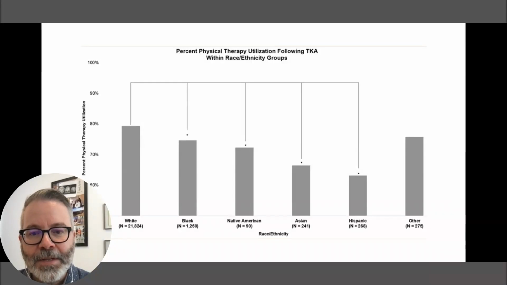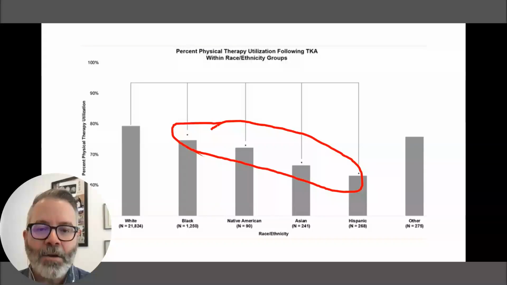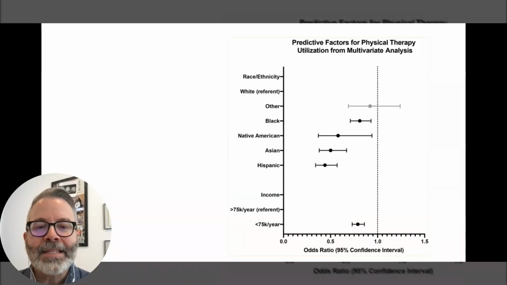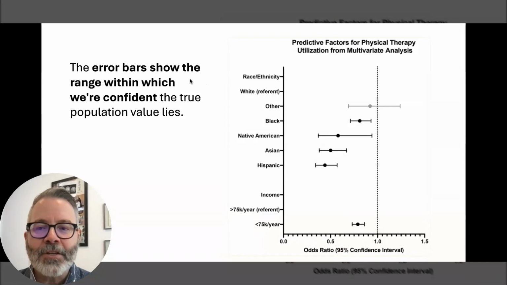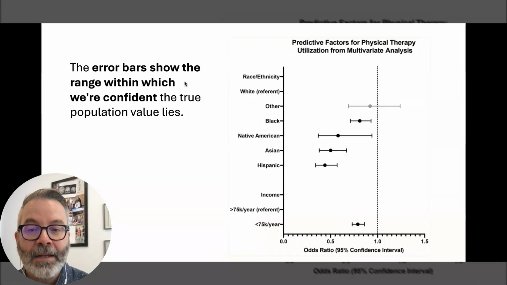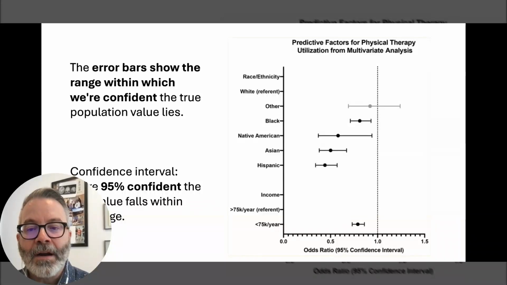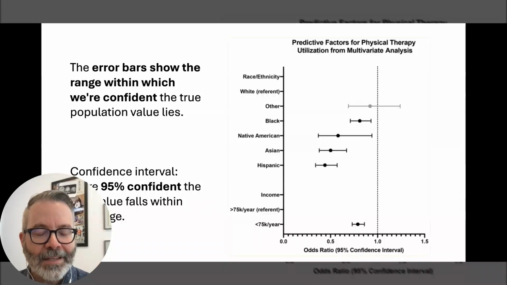And in this bar graph, we see that all underserved minority individuals that received PT were significantly different from the reference point, which is in this case, individuals that are identified as white. Lastly, from the same study, we can see the odds ratio. The error bars in this graph show the range within which we are very confident that the true population value lies, or the mean.